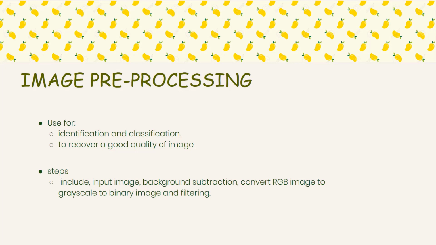So back to the image pre-processing, it is used to identify and classify the image, so we can recover a good quality image. The steps that we use include background subtraction, converting the RGB image to grayscale and then to a binary image, and then filtering to get a quality image.